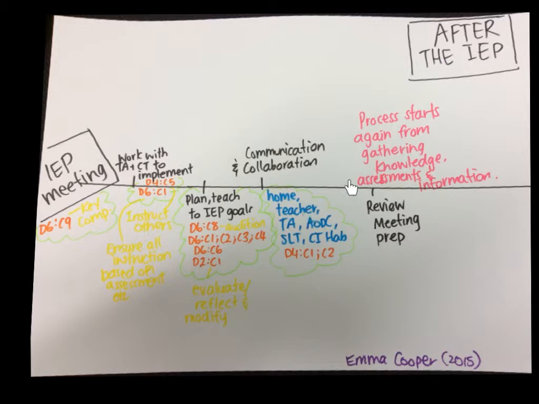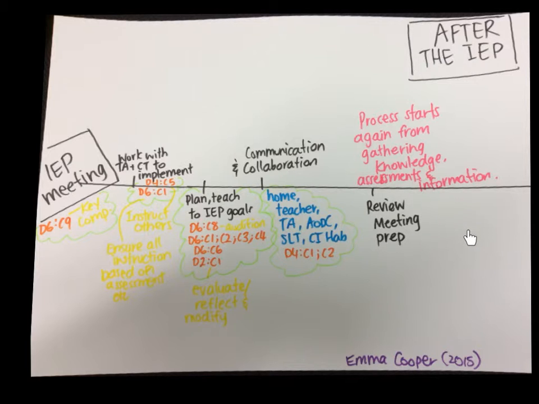And then we come to here where basically the process starts again. So we go back to gathering the knowledge, doing observations, meeting with the family, meeting with the student, and we have a review meeting. So we're back at the beginning, and when I thought about how I would present this artefact, I thought about presenting it in a circle, because I feel that it's really just a never-ending cycle.